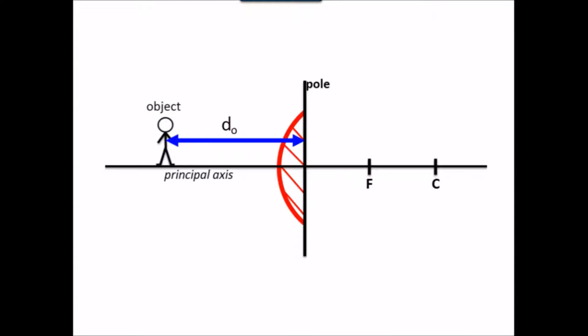The distance between this pole and the object, labeled DO, is simply the object's distance. The point on the right, labeled F, is the focus of the mirror, while C represents the center of curvature. If this mirror were part of a large sphere, like a soccer ball, that sphere would be centered on C. Note that the focus is exactly halfway between C and the pole. Now we can get started.